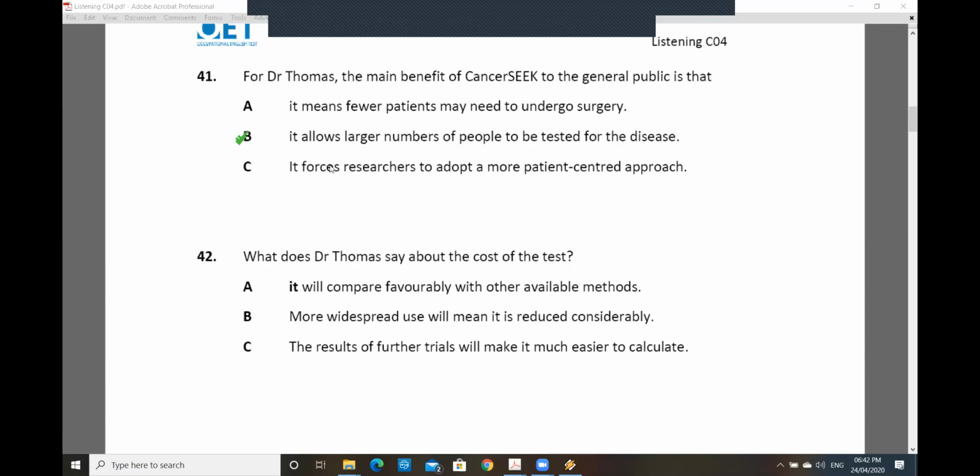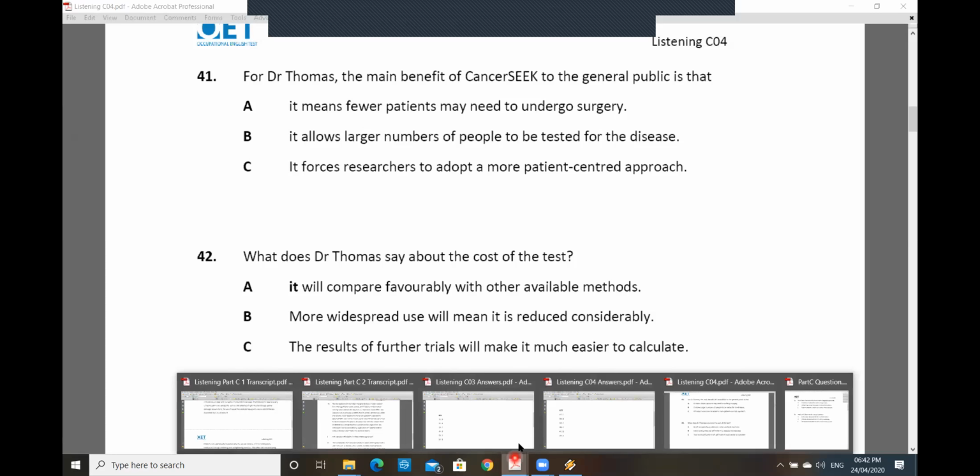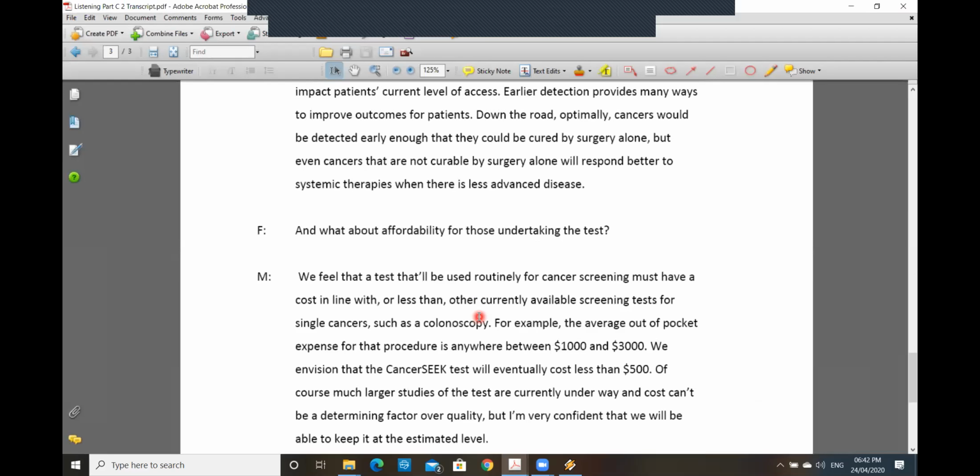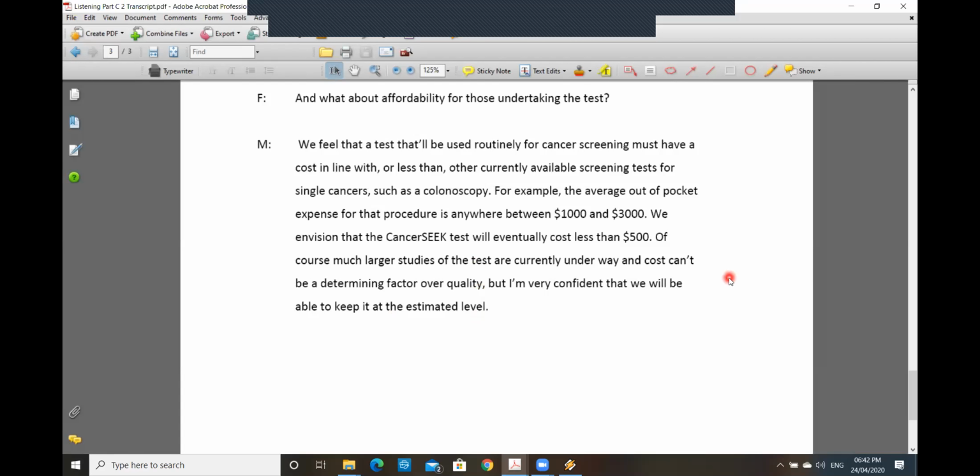Large number of people. And the last one was about the cost of the test. Here he went on to explain how the cost is comparable to other treatment options or other tests that are there. So it compares favorably with other tests. So A is the correct answer here, with other available methods, because he definitely didn't say that it could be reduced. He ended this conversation by saying that we can't compromise quality for the cost.